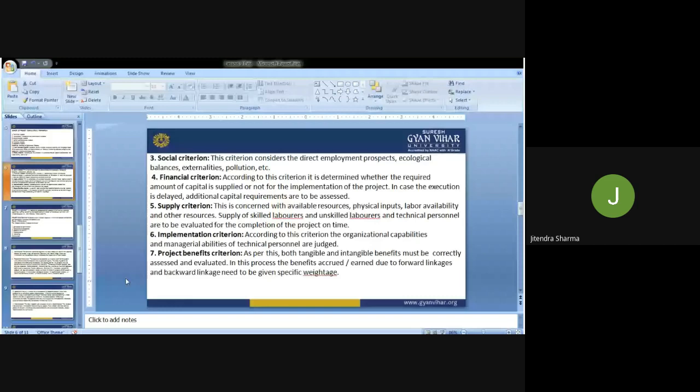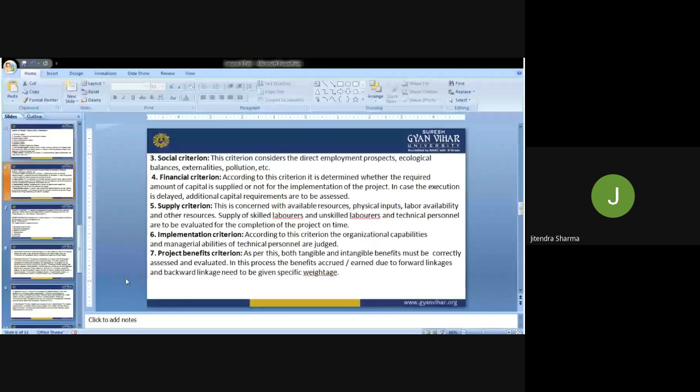Financial criteria is also very important, as we need financial arrangements for completion of any project. According to this criteria, it is determined whether the required amount of capital is supplied or not for implementation of the project. In case the execution is delayed, additional capital is required. We will see how we can achieve project completion in a society.